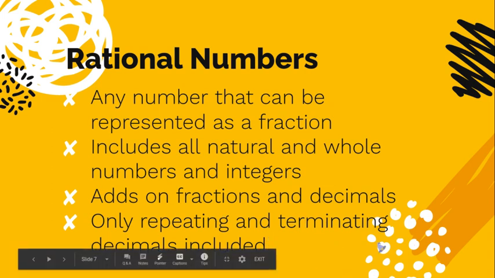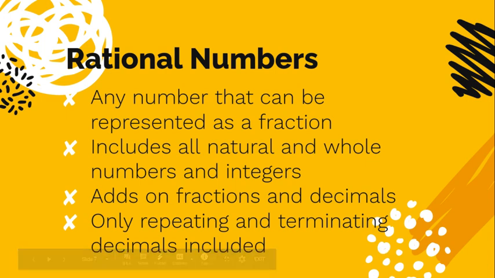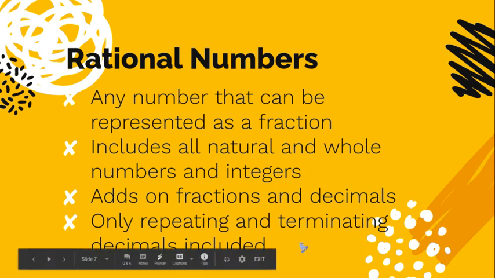And terminating is a big word, I know. Terminating means that it ends. So if it keeps on going on and on and on, and it has an infinite end, it doesn't ever end, that means it's not a rational number. But these terminate. That means there's a definitive end to that decimal. So that means it's a rational number.